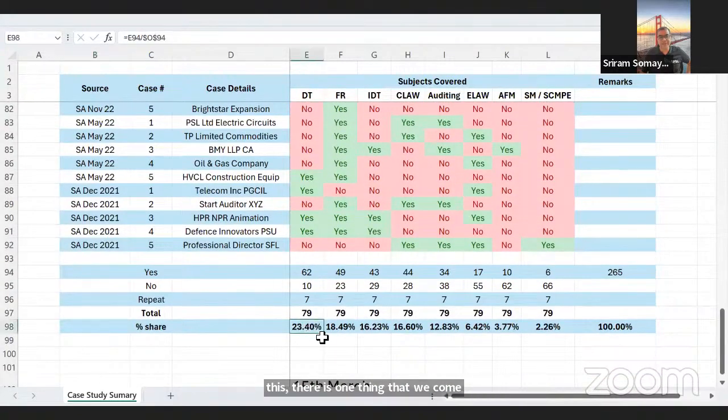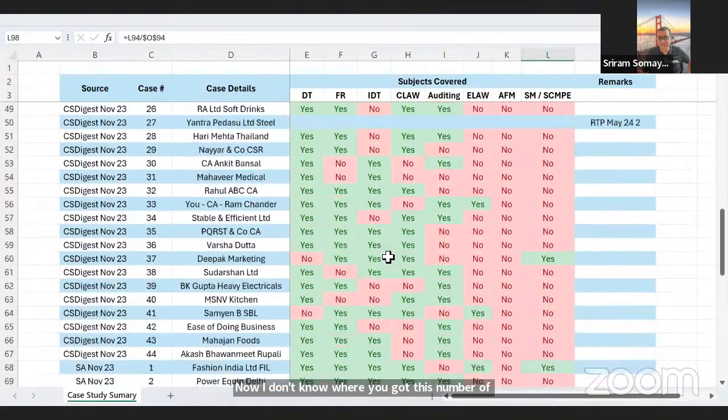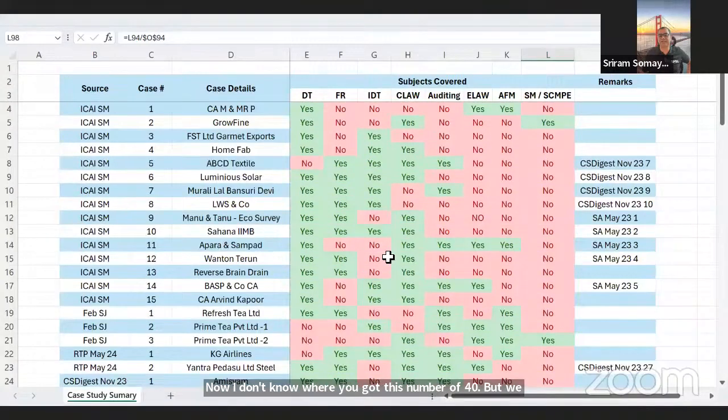Income tax is roughly 23% of all questions. FR is 18, 16% is IDT, law is 16, auditing is 12, economic law is 6%, AFM is 3, and SCMP is 2%. Now, I don't know where you got this number of 40, but we are not seeing this 40 in any of the cases that have been given by the institute.